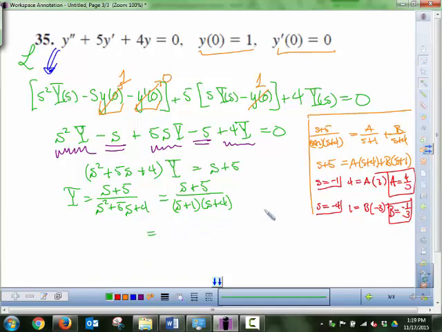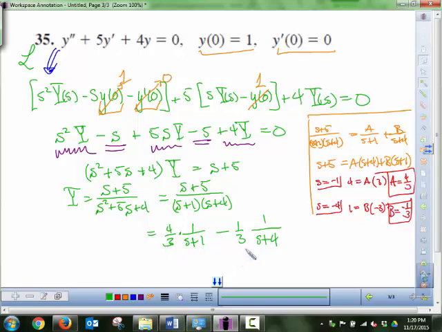So I can rewrite my solution in the S world as 4/3 divided by s plus 1. So let me write it as 4/3 times 1 over s plus 1, plus or minus 1/3 divided by s plus 4. So that's a 1/3 on the outside, and then times 1 over s plus 4.